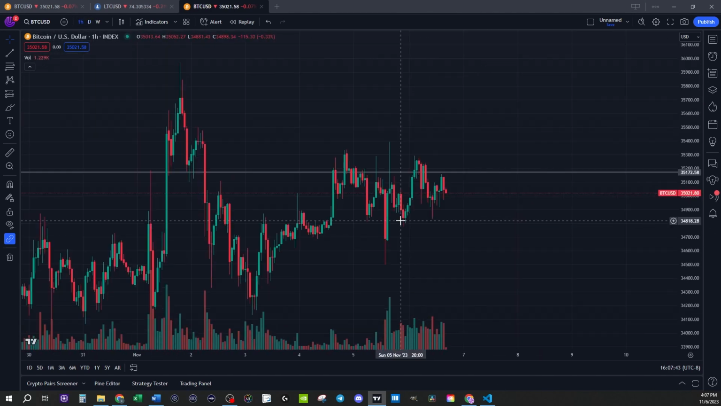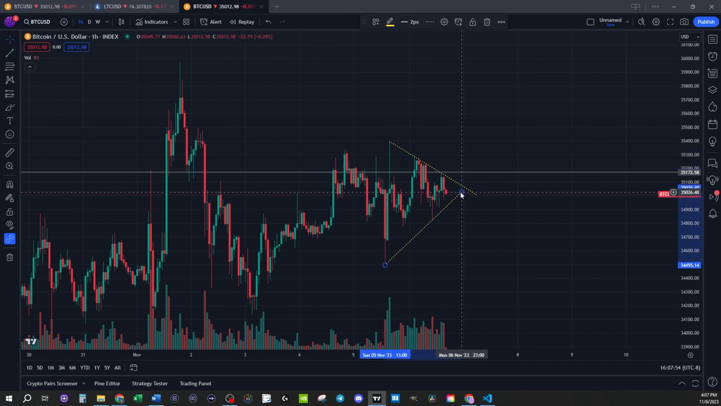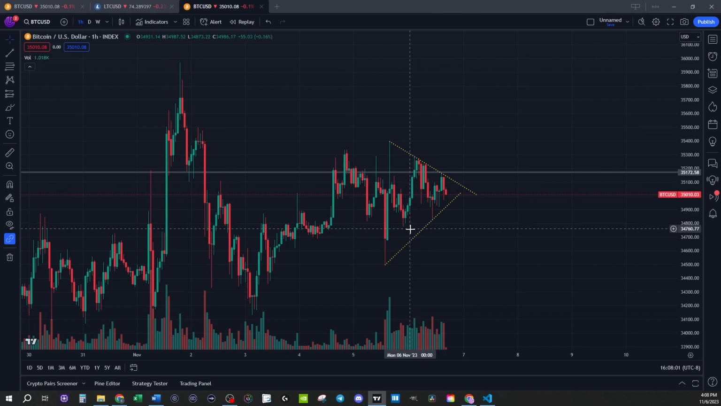On the hourly, I can pretty much see an identifiable chart pattern. From right here, I think this is going to be a symmetrical triangle. So when you see price reacting to our static and dynamic levels, we wait for a breakout and then a pullback. And then we can confirm our entry with multiple time frame confluence.